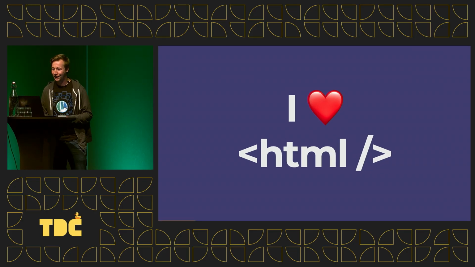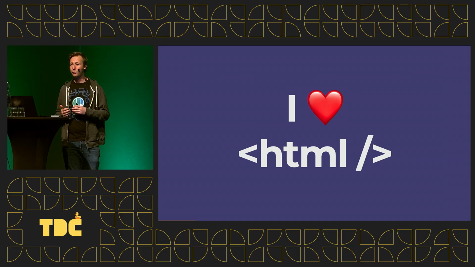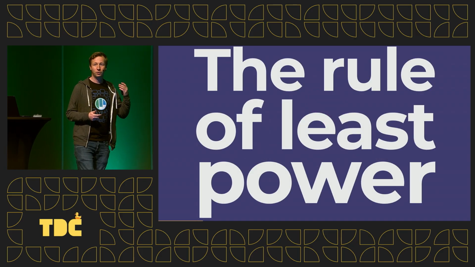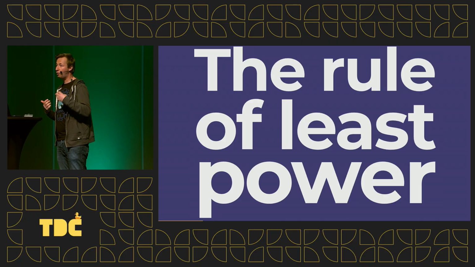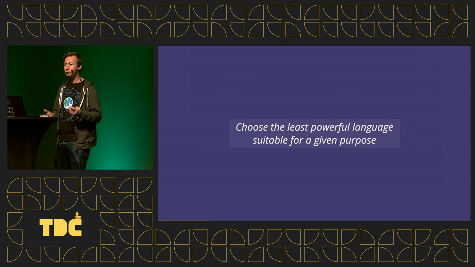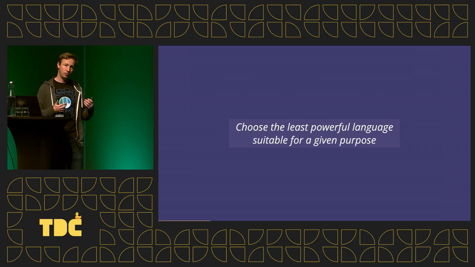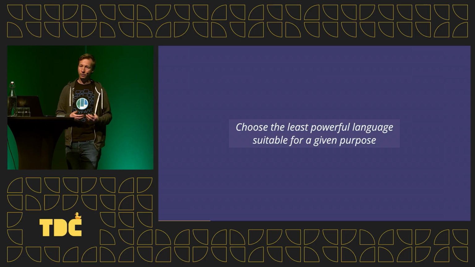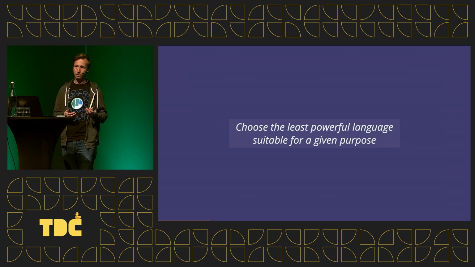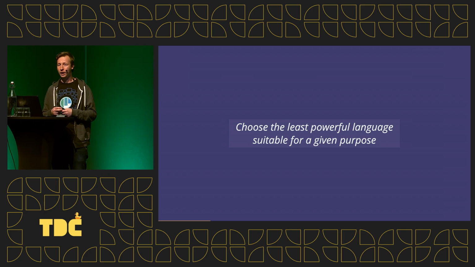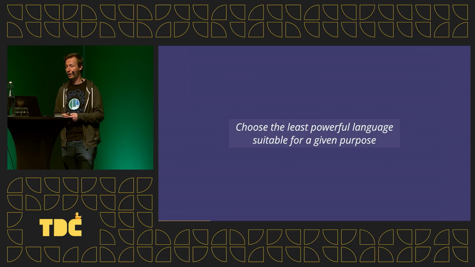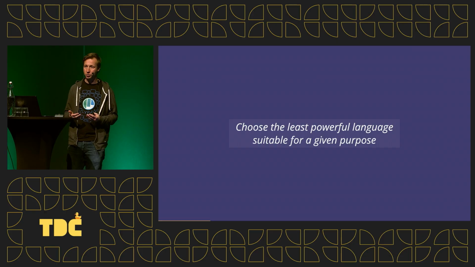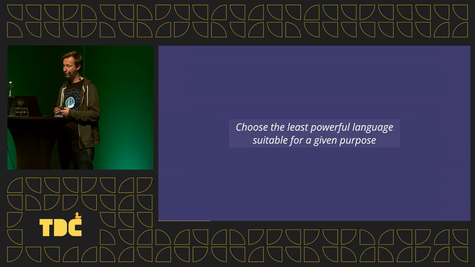There we go. Now, the reason I love all three of these technologies is something called the rule of least power. The rule of least power is a core web principle, and it means that you should choose the least powerful language suitable for a given purpose. On the web, this means preferring HTML over CSS and CSS over JavaScript, because your JavaScript can break, it can fail to load, it can exclude people if you don't think about things like keyboard interactions. It takes extra resources to download and to parse and to run.